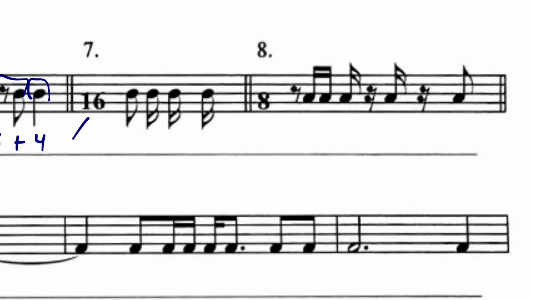16ths we're counting, smallish division, so that means there's 2 here, 3, 4, 5. So we have to go, oops, we forgot to put that, didn't we? 1, 2, 3, 4, 5. So 8th note is twice as big as our counting unit. So if I was going to circle them, I'd do this. 1, 2, 3, 4, 5.